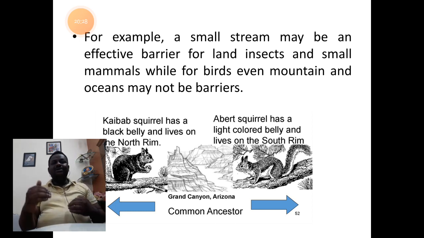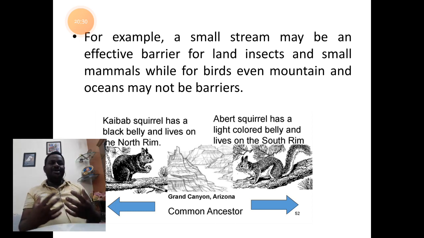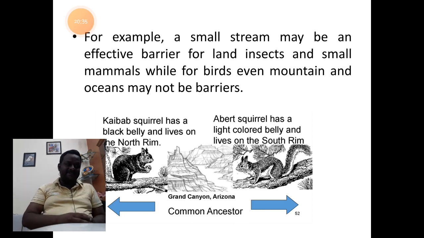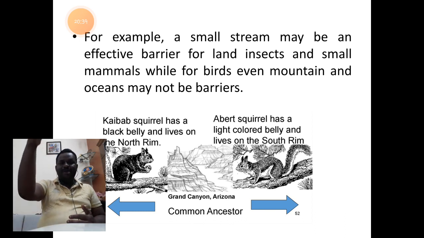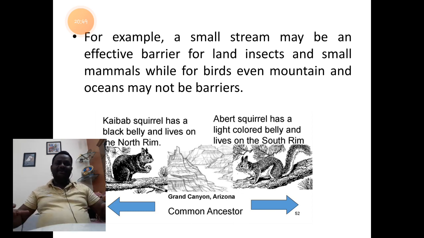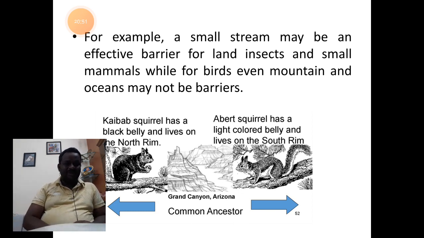They have physical variations. Appearance wise they show a difference in the color of the belly. Kaibab has a dark colored belly and Abert has a light colored belly. Two different species. It is due to the forest which is seen in between and even the mountain ranges.